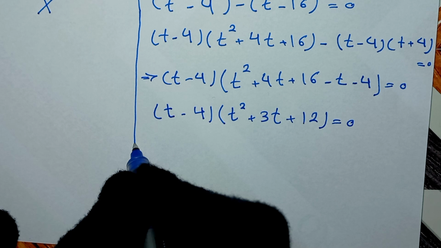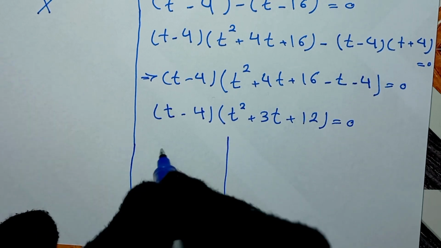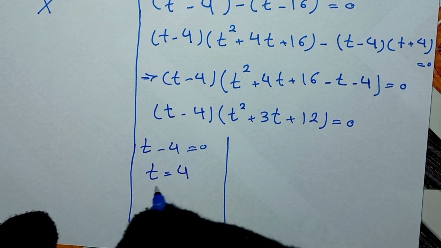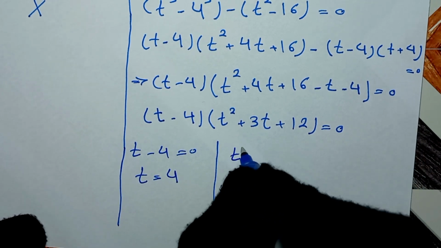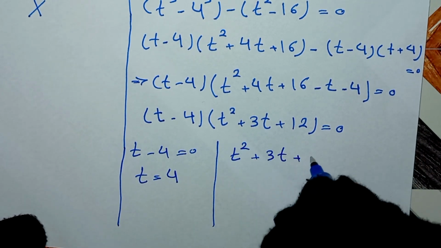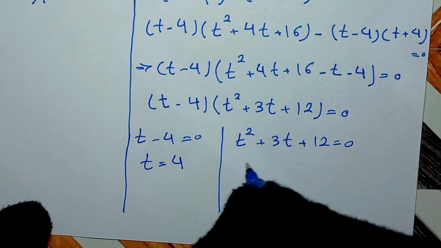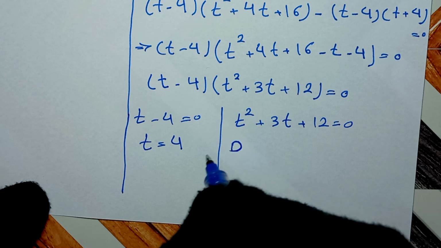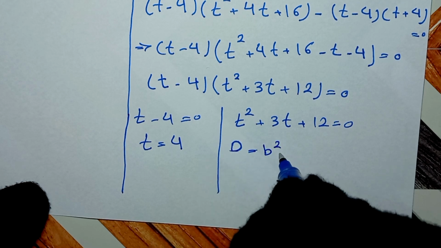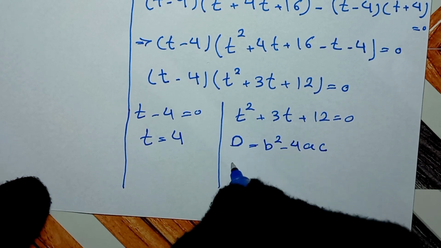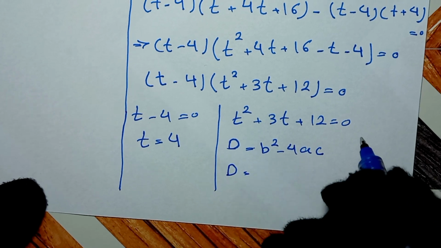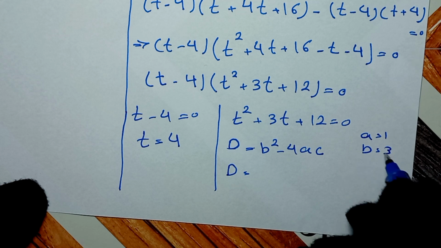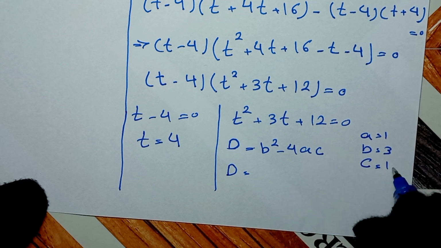And here we have two solutions for t. t minus 4 is equal to 0 and t is equal to 4. And here t squared plus 3t plus 12 is equal to 0. We use the quadratic formula, and the discriminant formula is b squared minus 4ac. From here, a is the coefficient of t squared, which is 1, b is the coefficient of t, which is 3, and c is the constant, 12.